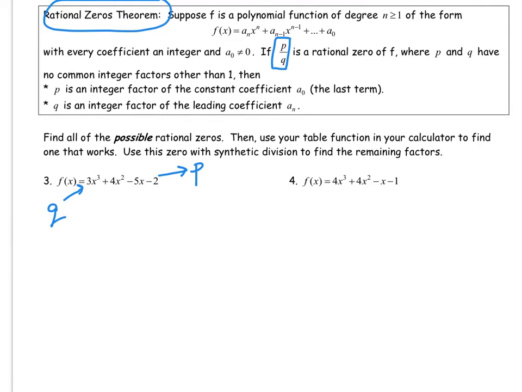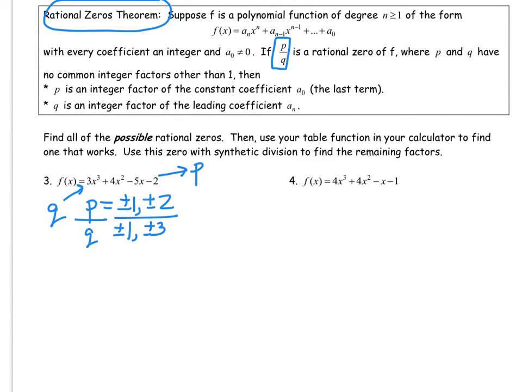So when I say give me all of the possible factors, this doesn't mean that every single one of these is going to work, but the only things that will possibly factor into this are the factors of negative 2, so positive negative 1, positive negative 2, over all the factors of q. So for 3, positive negative 1, positive negative 3.